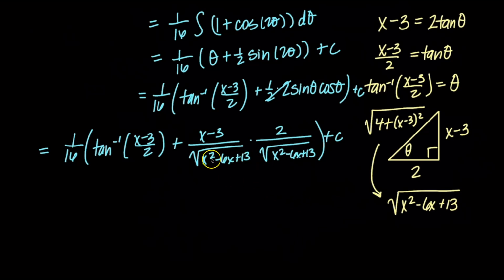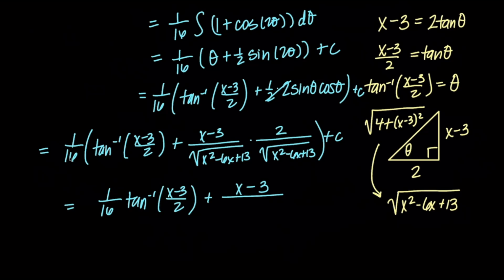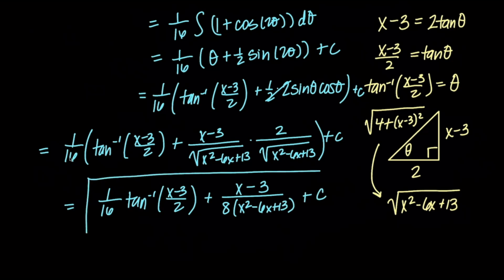And then these multiply, so the two square roots are going to cancel. So I get 1 over 16 tan inverse of x minus 3 over 2. I'm distributing that 1 over 16 now. And so let's see, this 2 and this 16 will reduce down to 1/8. So I'll have plus x minus 3 in the numerator, and then I'll have an 8 times the quantity x squared minus 6x plus 13, oof, plus c.